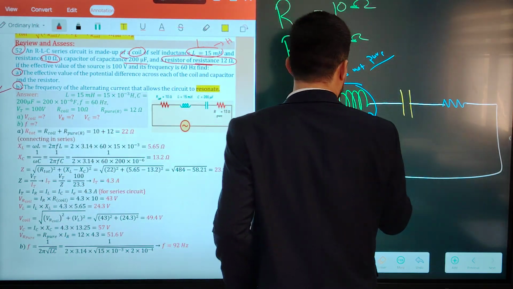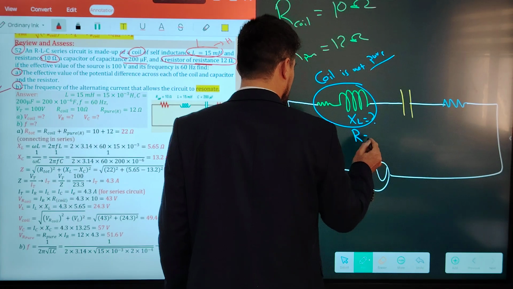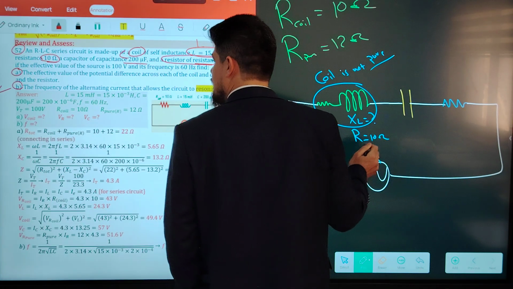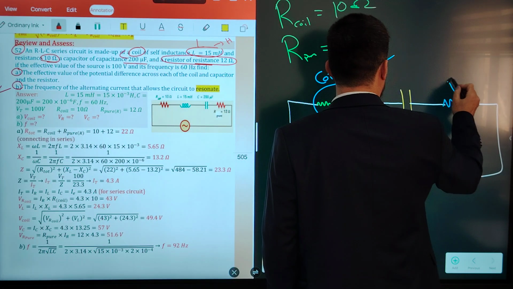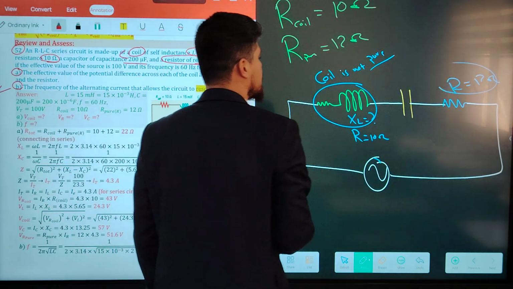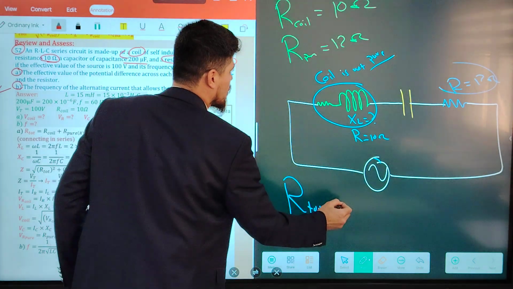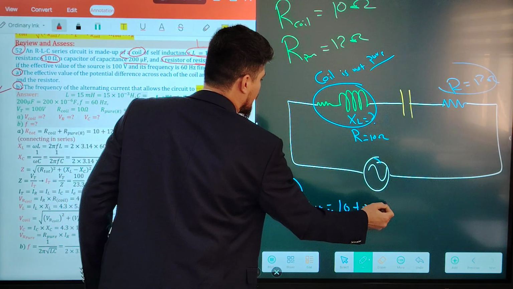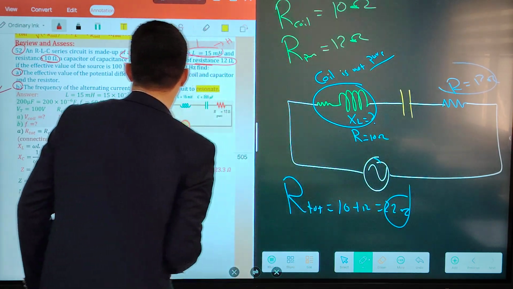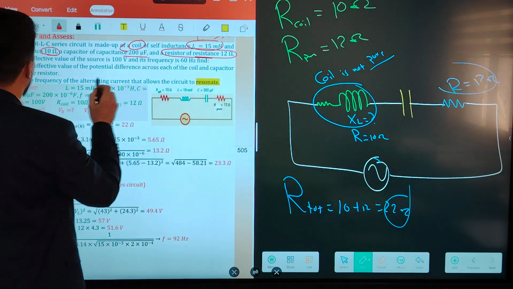Okay? And also the magnitude of this resistance is equal to what? 10 ohm. And the resistor of the pure resistance was given 12 ohm. The total resistance is equal to what? Total resistance is equal to 10 plus 12, 22 ohm. Okay? And what is unknown?